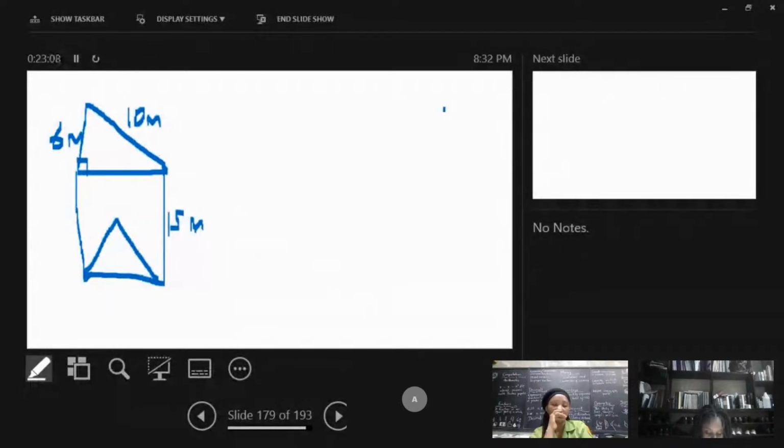Miss, is it a 6, 8, 10 triangle? Okay, so the right angle is there. Once the right angle is there, the hypotenuse is 10 and the base is 6. You know the other side must be what? 8, Miss. Because it's a special triangle. So 8 squared plus 6 squared is equal to 10 squared. Yes, Miss. All right.